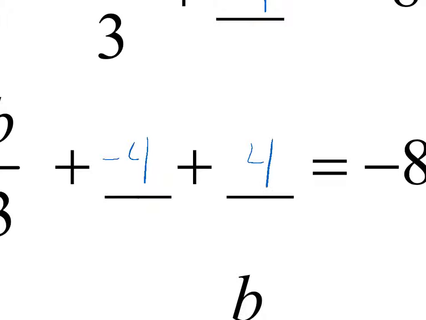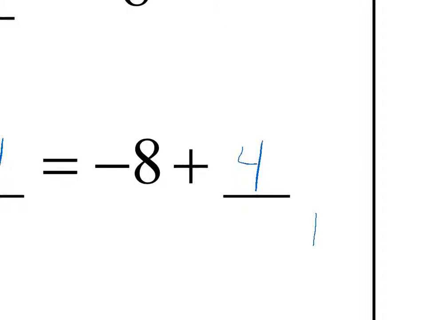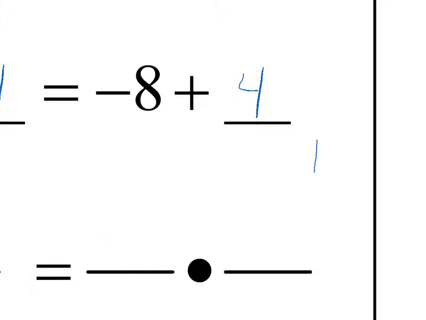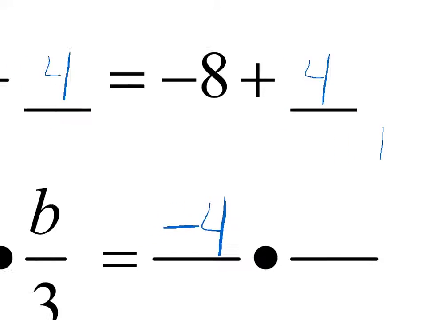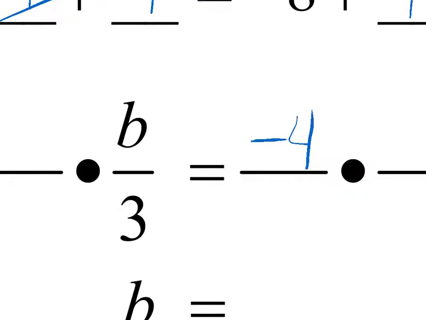So we had b plus negative 4. Now we're adding a positive 4. Now if I add positive 4 to one side, I have to do the exact same thing to the other side. Now I just want to simplify those 2 sides. Here I have negative 8 plus 4, which is negative 4. And over here on the other side, I had this negative 4 plus 4, which was 0, which just left us with the b over 3.